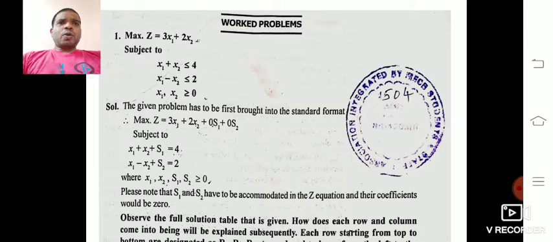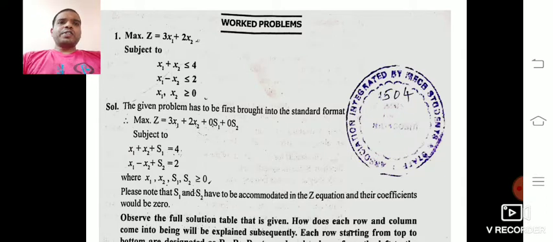we take only the objective function, that is z equals 3x1 plus 2x2. Here we have two variables x1 and x2, so we can write the objective function z equation as z equals 3x1 plus 2x2 plus 0s1 plus 0s2. Suppose if we have three variables, then we can add 0s1 plus 0s2 plus 0s3.